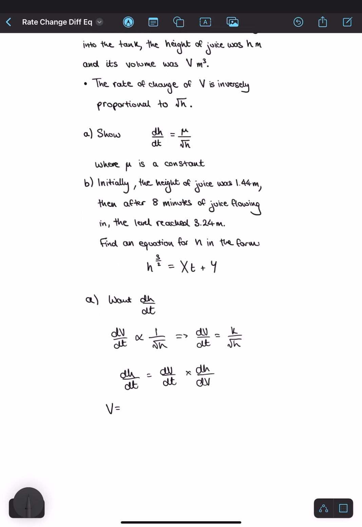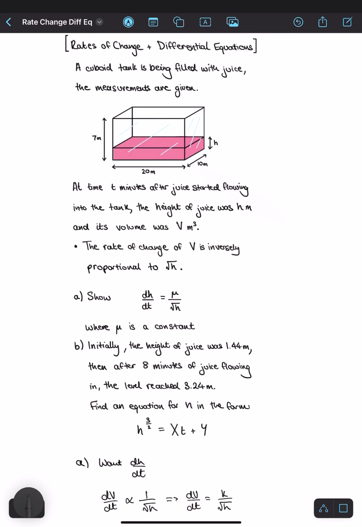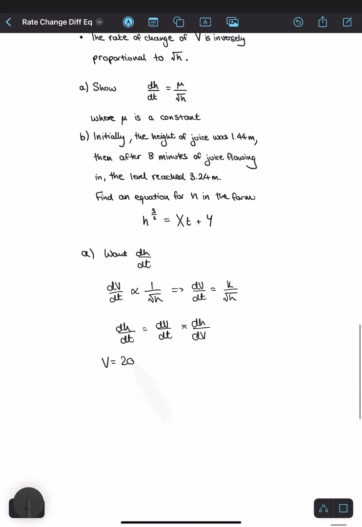So v is going to be equal to, we have the base is 20 times 10 and the height is h. So v equals 20 times 10 times h, which is just equal to 200h. So therefore dv by dh is going to be equal to 200. Now all we have to do is multiply this using the chain rule.